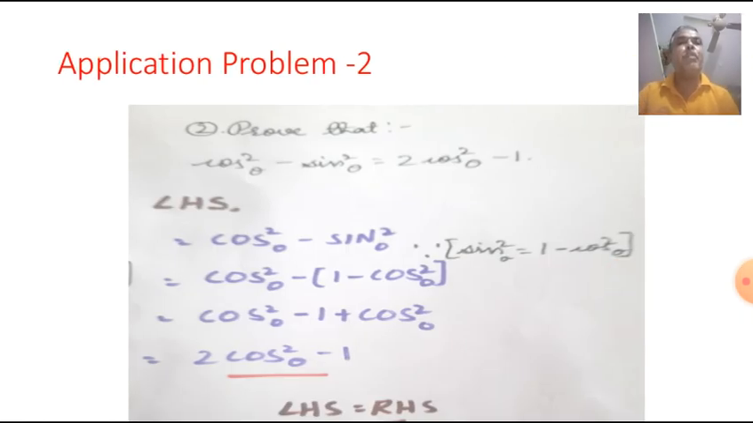My second problem is: prove that cos square theta minus sin square theta is equal to 2 cos square theta minus 1. I'll repeat the question again. Prove that cos square theta minus sin square theta is equal to 2 cos square theta minus 1. So take LHS. What we have in LHS? Cos square theta minus sin square theta.